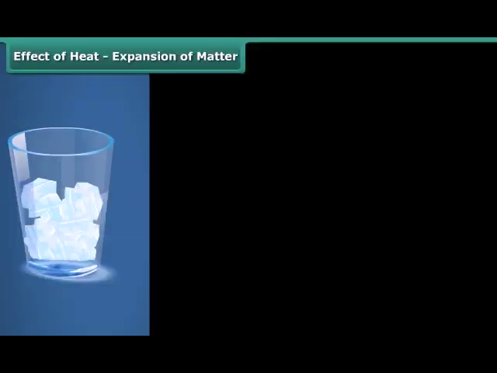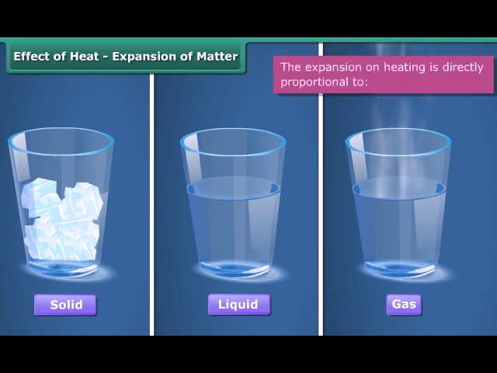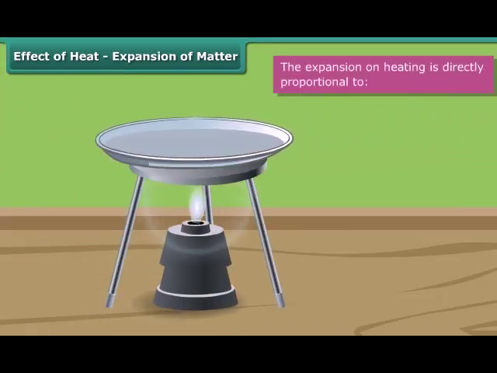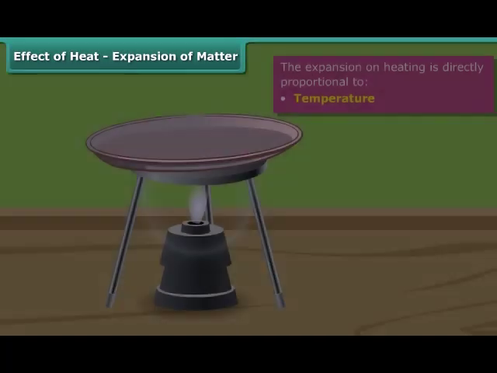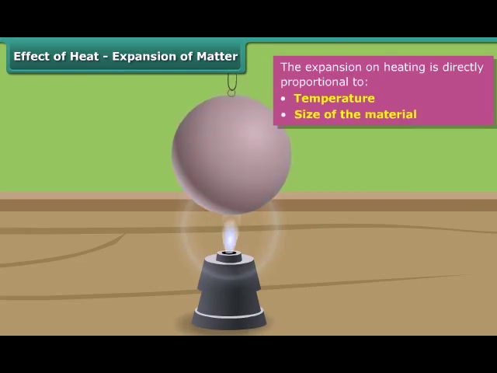Matter exists as solid, liquid, and gas. All the three states of matter expand on heating. The expansion of matter depends on the temperature through which it is heated. In this case, when we heat this plate, the higher the temperature, the more the expansion. Expansion of matter also depends on the size of the material being heated. The longer the plate or bigger the bowl, the more the expansion for the same rise in temperature.